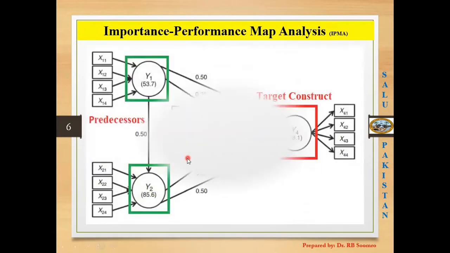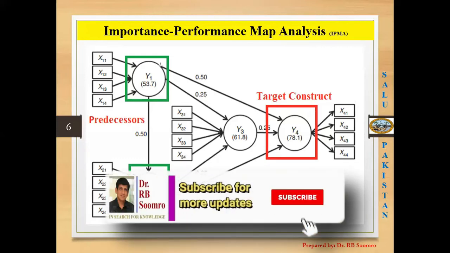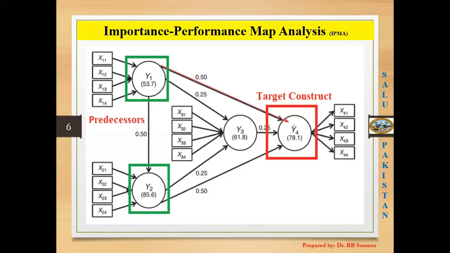So here is our model about which I was talking. In this you're looking at our target construct. Y1 and Y2 are our predecessors, and this one is also a predecessor. So all these are our predecessor constructs. Here there are 4 constructs: 3 constructs are our predecessors, and Y4 is our target construct. There we also discuss the total effect. Total effect means the addition of the direct effect and indirect effect. So now what is the direct effect? This arrow shows the direct effect.